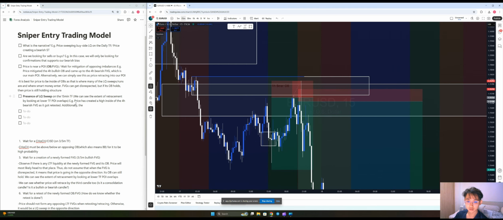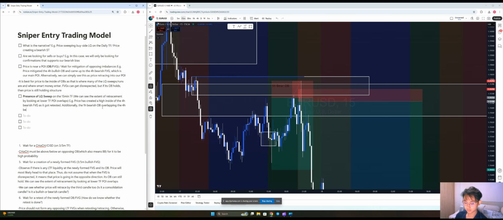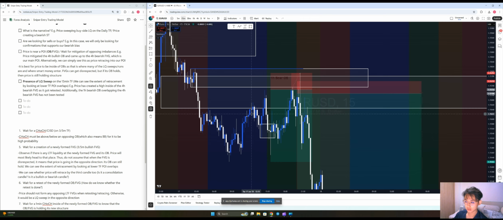Additionally, overlapping the 4 hour bearish has not been tested. Yep. It's been tested. So what's next? Wait for it to be tested. Okay.